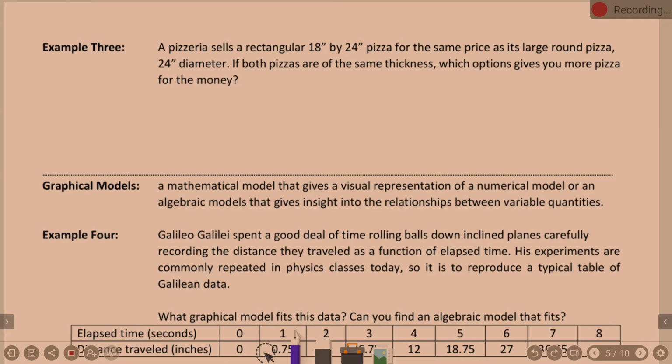A pizzeria sells a rectangular 18-inch by 24-inch pizza for the same price as its large round pizza. It is 24 inches in diameter. If both pizzas are of the same thickness, which option gives you more pizza for the money? Thoughts on what we're going to do here? What are you thinking? Yeah. Is the area we want to compare here? They're the same thickness, so we don't have to worry about volume. We don't have to worry about thin crust versus thick crust and if that's considered more pizza. Okay, we're going to talk about area.